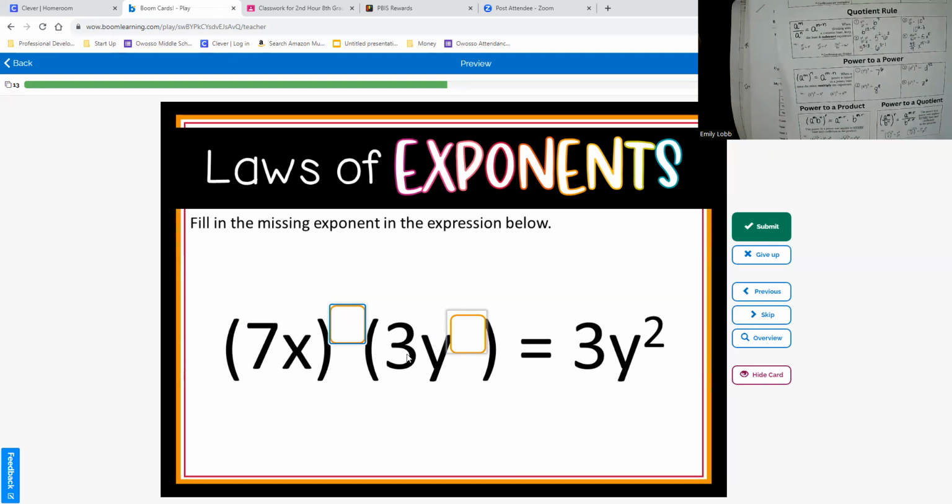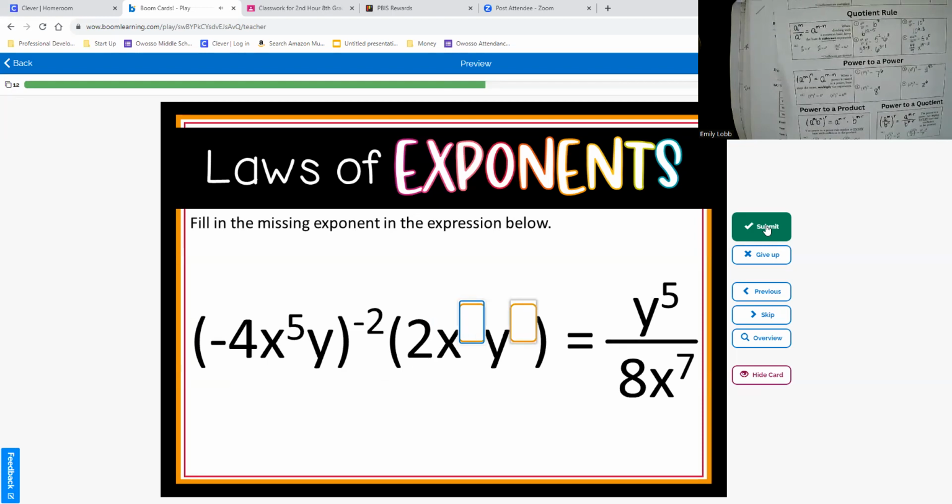Seven times 3 is 21. So what is 7 being raised to? What is this whole thing being raised to? We want it to equal 1. Anything raised to what power is 1? 0. So that one's a little tricky. And this we can keep as this. So in other words, 1 times anything is that anything, right?